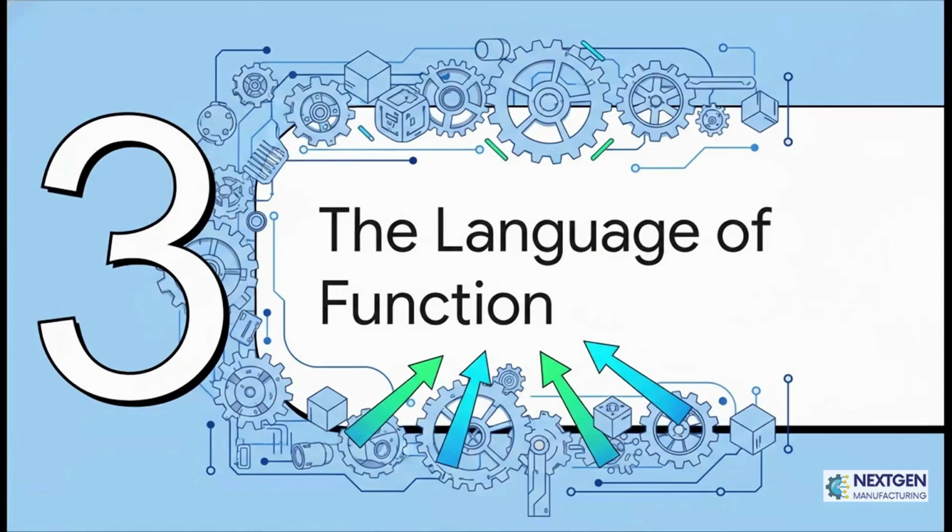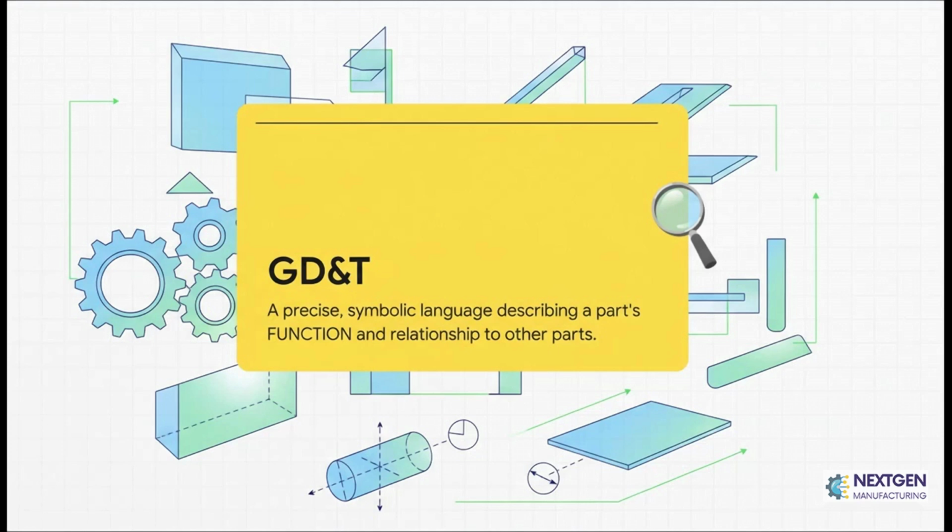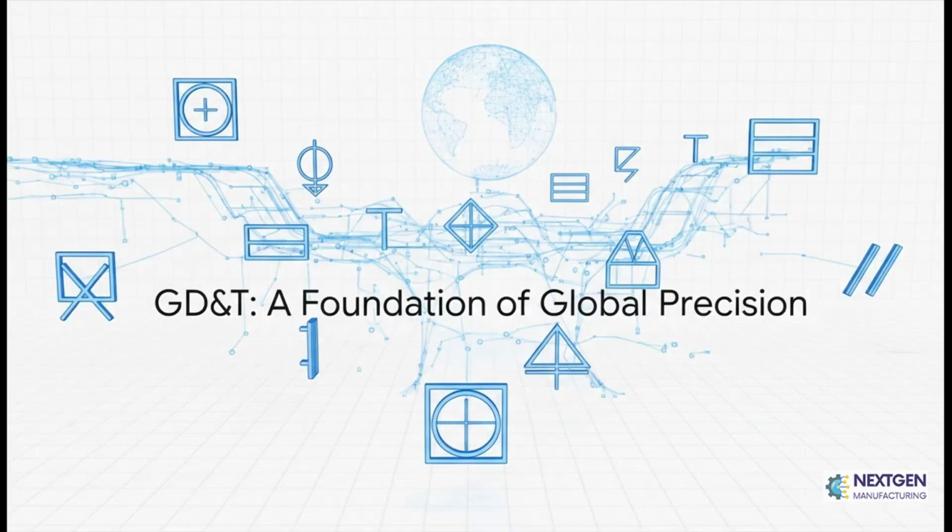So if the old language is broken, what's the alternative? Well, it's a system designed not just to describe size, but to describe the part's actual function. It's called geometric dimensioning and tolerancing, or GD&T for short. GD&T is a total mind shift. Instead of just saying how big something is, it describes its shape, its orientation, and its location relative to everything else. It's a language that captures what the designer truly intended, how the part needs to work when it's all put together. And this language is built on a whole foundation of precise, internationally understood symbols. Each one has a very, very specific meaning.